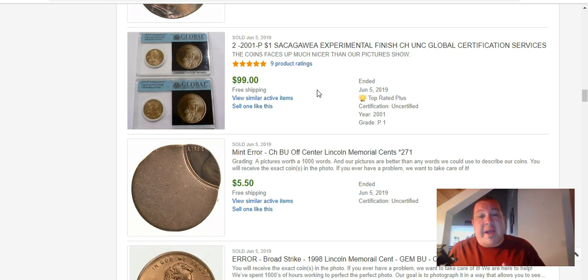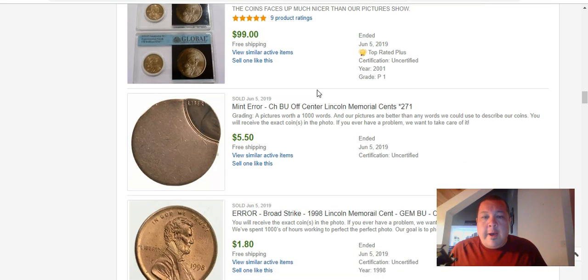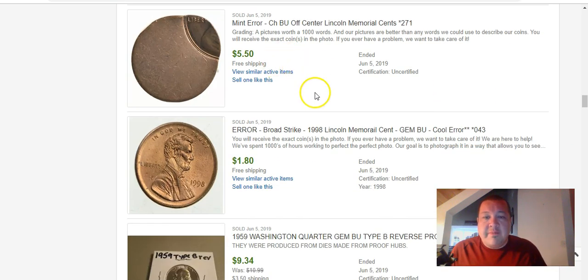Sometimes those are hard to find because they'll have the appearance of a coin that is circulated. So they're going to be slightly brown. They're going to have more of a rougher looking finish than one that is mint state, I guess. Here's another off-center, $5.50.